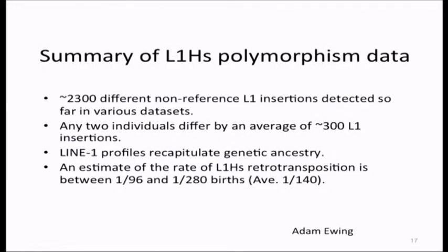But the estimate for the rate of L1 retrotransposition is now on average around 1 in 140 meioses. It's not that frequent. If you took all of the retrotransposition events, including ALUs, SVAs, and L1s, it might be on the order of 1 in 25 to 30 meiotic events.